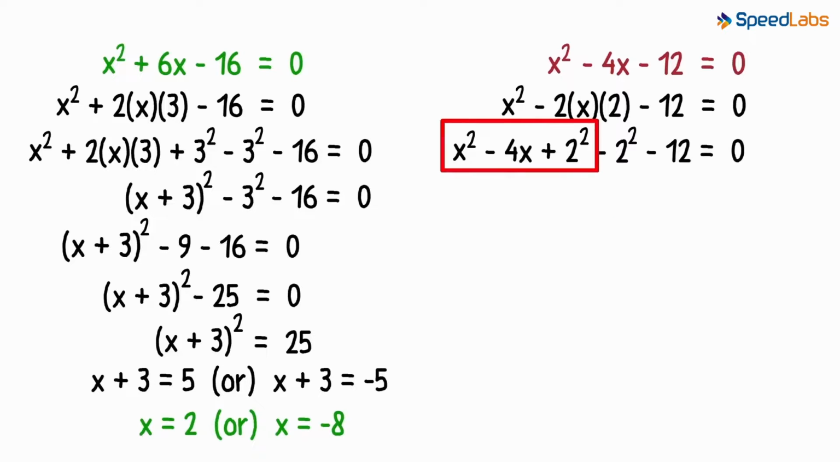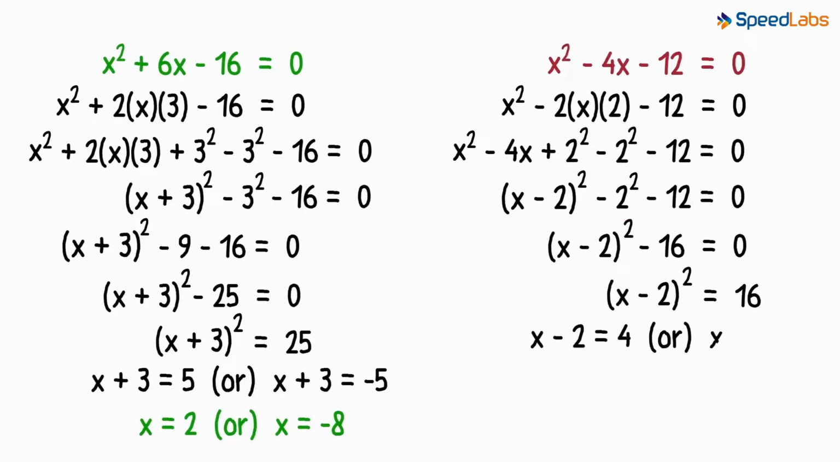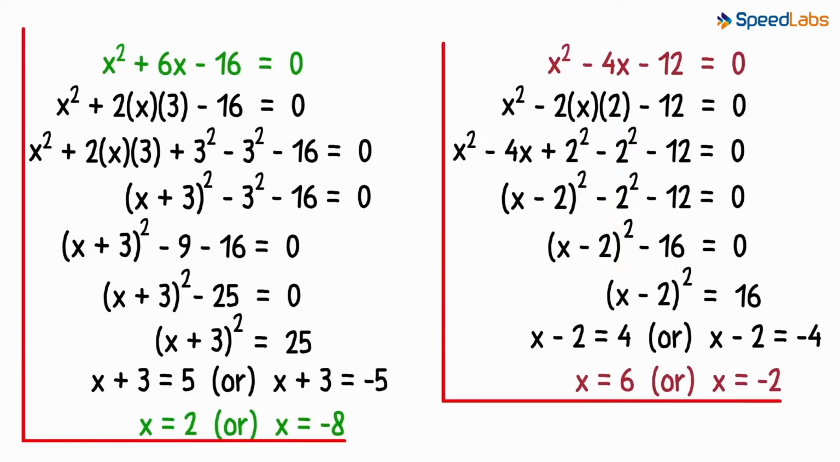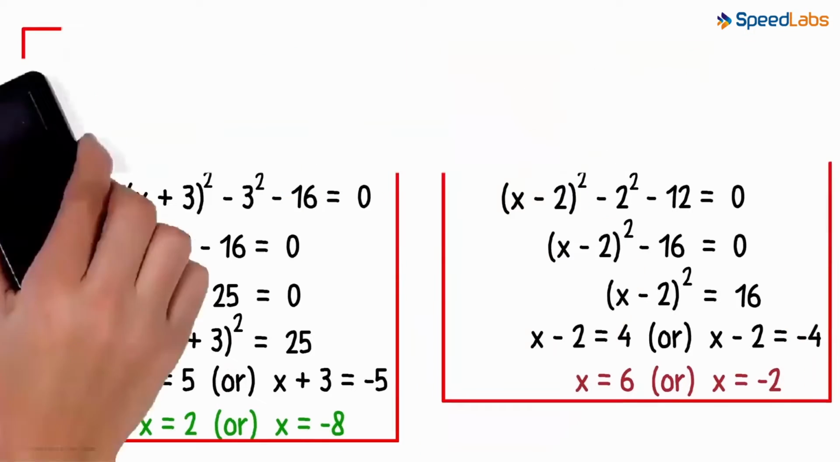Now look at the first 3 terms. Do we get a perfect square? Yes, we do. This part can be written as x minus 2 the whole squared. And negative 4 minus 12 will be negative 16. And you should get the roots as 6 and negative 2. Hope you understood the concept of completing the square and why and how it helps us find the solution of a quadratic equation.